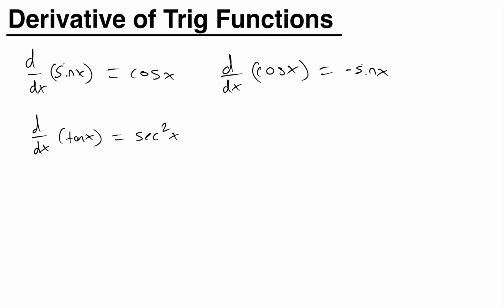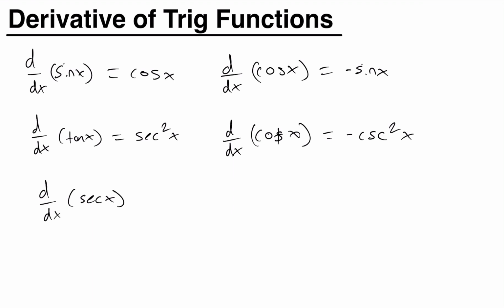The derivative of cotan x, or cotangent x you can say, is equal to negative cosecant squared x. The derivative of secant x is always equal to secant x tan x.